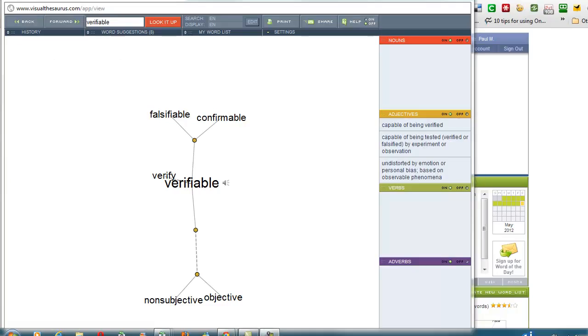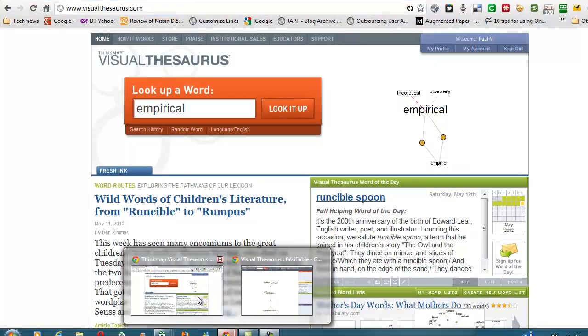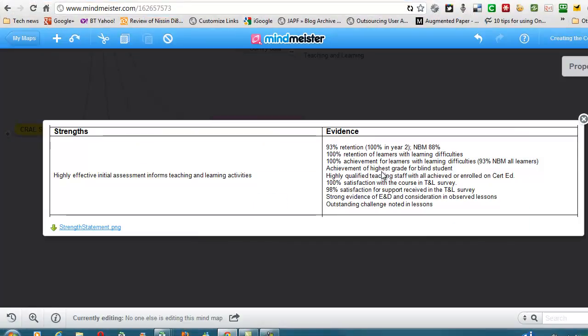We've made our strength statement, but we must make sure that our statement stands up to scrutiny. It has to be verifiable, capable of being tested or verified by experiment or observation. Whoever wants to test it can go away and look up the data, and they will find that the data that we're making our statement from supports the statement that we make. So let's look back at the statement that we made and the evidence that we used to support it. I want to look at the evidence statements particularly.